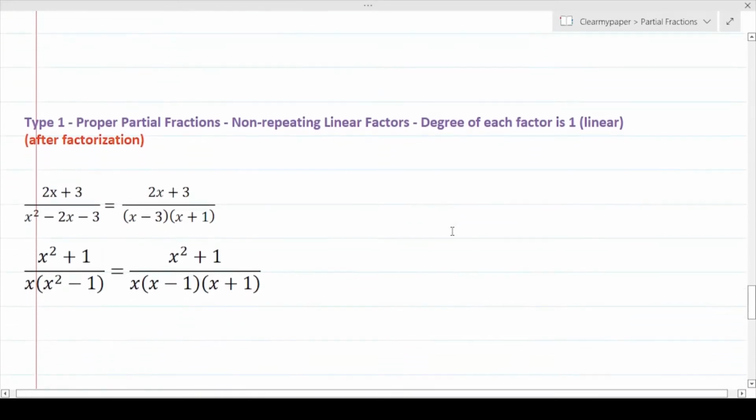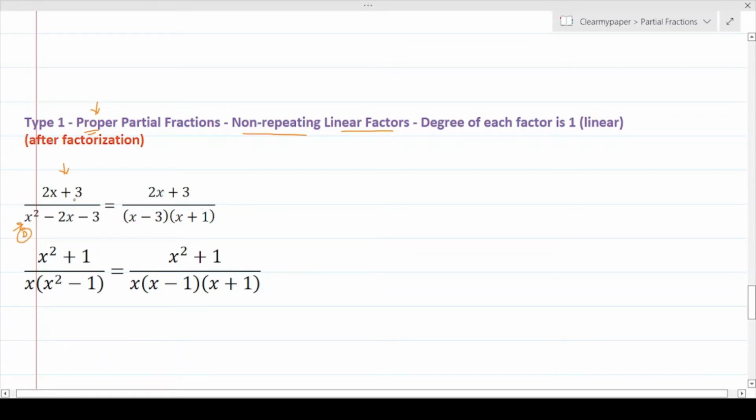The first one is something called type 1 for proper partial fractions. I'm going to emphasize proper because we're not going to discuss the improper. And type 1 is non-repeating linear factors. What does it mean? We'll come to that in a minute. Let's say we have a given rational expression over here. Let's focus on the denominator.